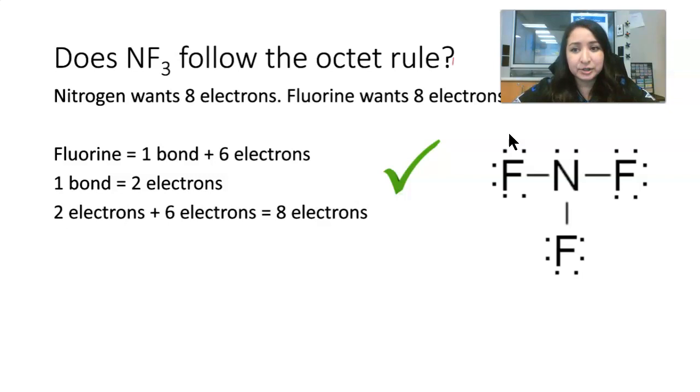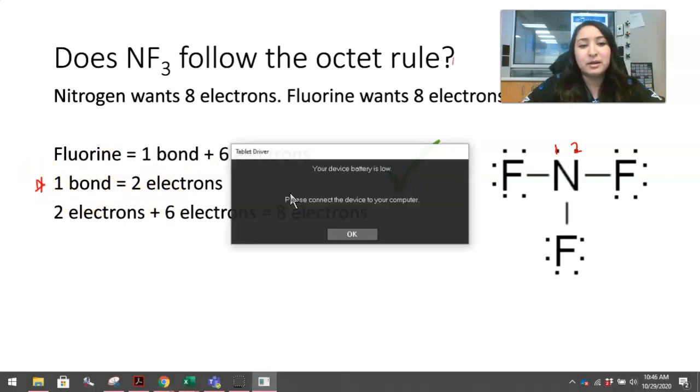Now let's look at nitrogen. Nitrogen, I see, has 1 lone pair, but it also has 3 bonds. So if we were to count each one, 1, 2, each one represents 2, so here we have 3, 4, 5, 6, 7, 8. So yeah, it would have 8. Or you can count the lines first. Since there's 3 lines, each bond, look here, 1 bond equals 2 electrons.